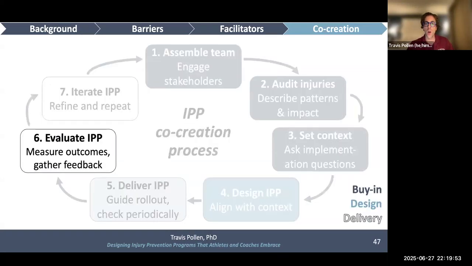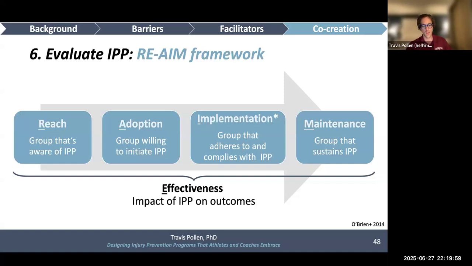At this point, then, we're ready to evaluate the program, see what our outcomes are, and gather feedback. So this should look familiar. We talked at the beginning about the reason injury rates having not decreased is because injury prevention programs don't have good reach and adoption, etc. And there's actually a name for this framework, which is called RE-AIM, which stands for Reach, Effectiveness, Adoption, Implementation, and Maintenance. So we can evaluate each of these for our specific situation.